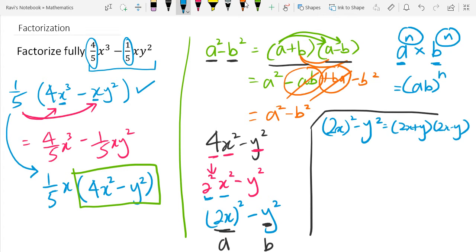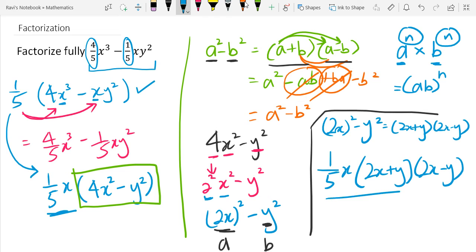Correct? And bringing in that 1/5 x that we had left behind earlier, my final answer is 1/5 x (2x plus y)(2x minus y). So that is your final answer for this factorization question.